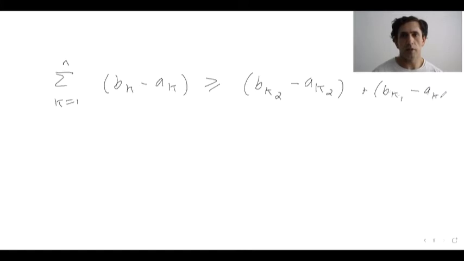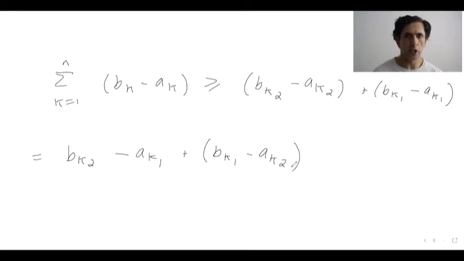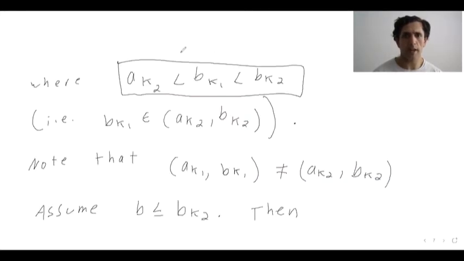BK1. So let me rewrite this in a bit of a funky way. BK2 minus AK1 plus BK1 minus AK2. I claim that this here is bigger or equal to 0. Well, there's not much to that.